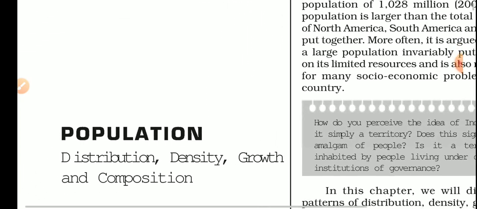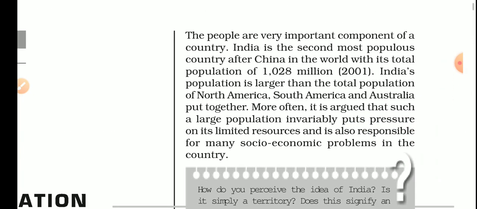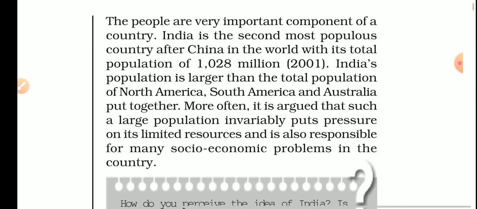The chapter name is population, distribution, density, growth and composition. We will study all these four aspects of population of India. Now let me tell you one thing, that population data keeps on changing. Okay. So census is the source from where we get the data of population, and census is carried out every 10 years gap.